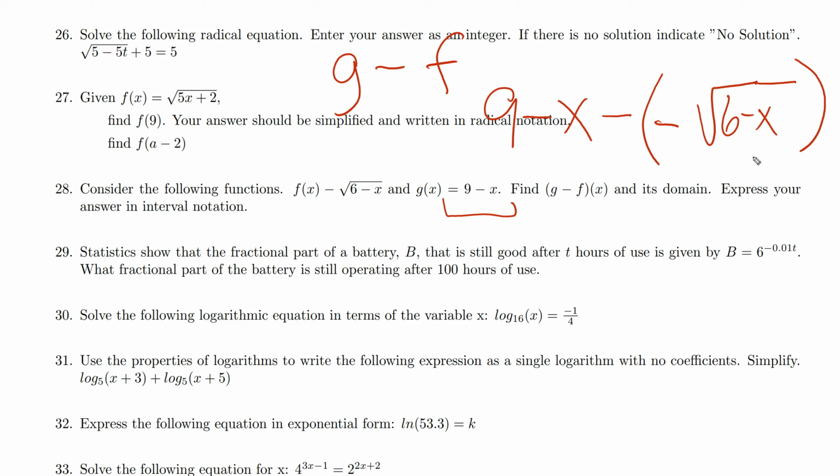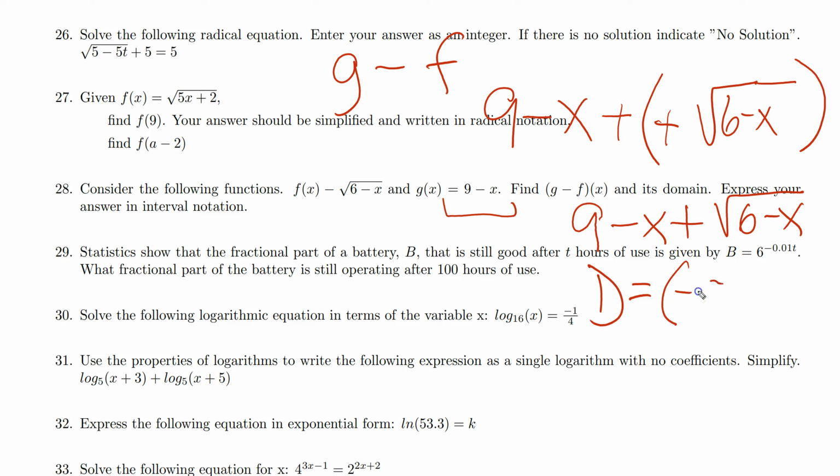So here's the tricky part. You have the opposite of a negative makes this a positive. So what's your final answer for this part is going to be 9 minus x plus the square root of 6 minus x, where we said the domain, after we figured it out earlier, was going to be, in interval notation, from negative infinity up to a positive 6 with a bracket.